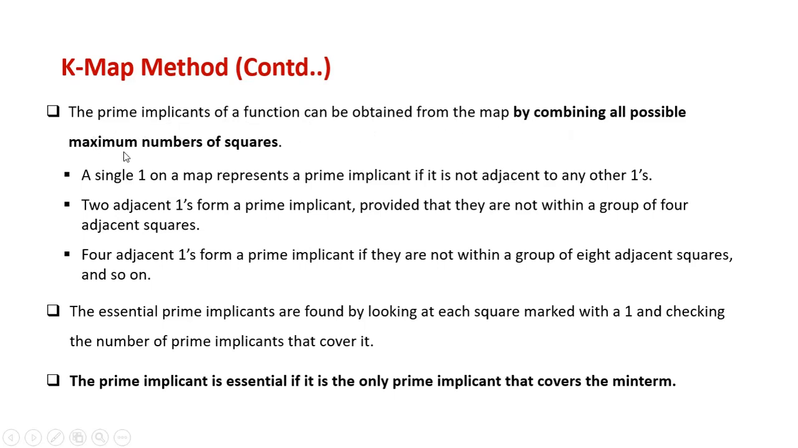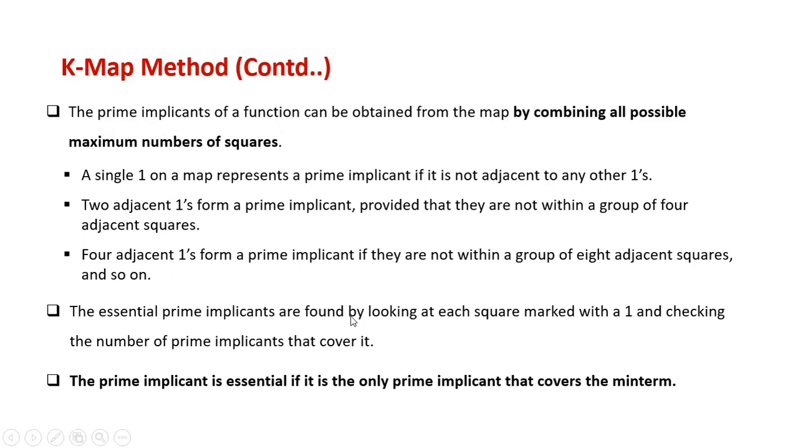Now you can see the prime implicants of a function can be obtained from the map by combining the maximum possible number of squares. If there is a single one on the map, it will represent a prime implicant if it is not adjacent to any other one. That means if a pair is not possible, then only you will consider a single one. Similarly, two adjacent ones form a prime implicant provided they are not within a group of four adjacent squares. So a pair will be considered if a quad is not possible. Similarly, four adjacent ones form a prime implicant if they are not within a group of eight adjacent squares, and so on. So we have to combine the maximum number of squares.